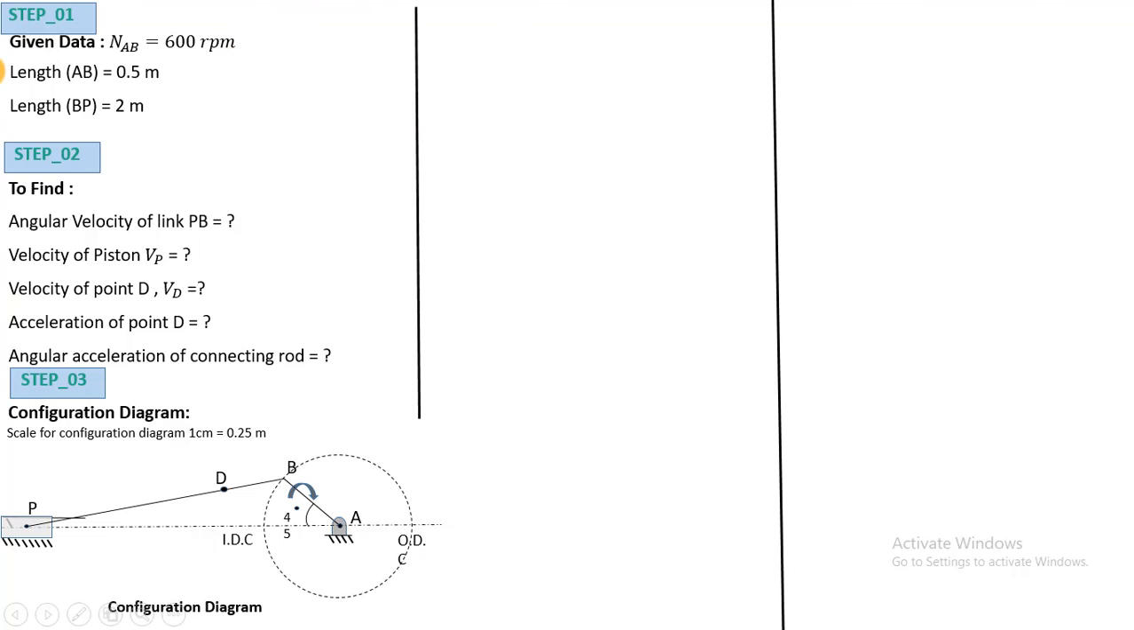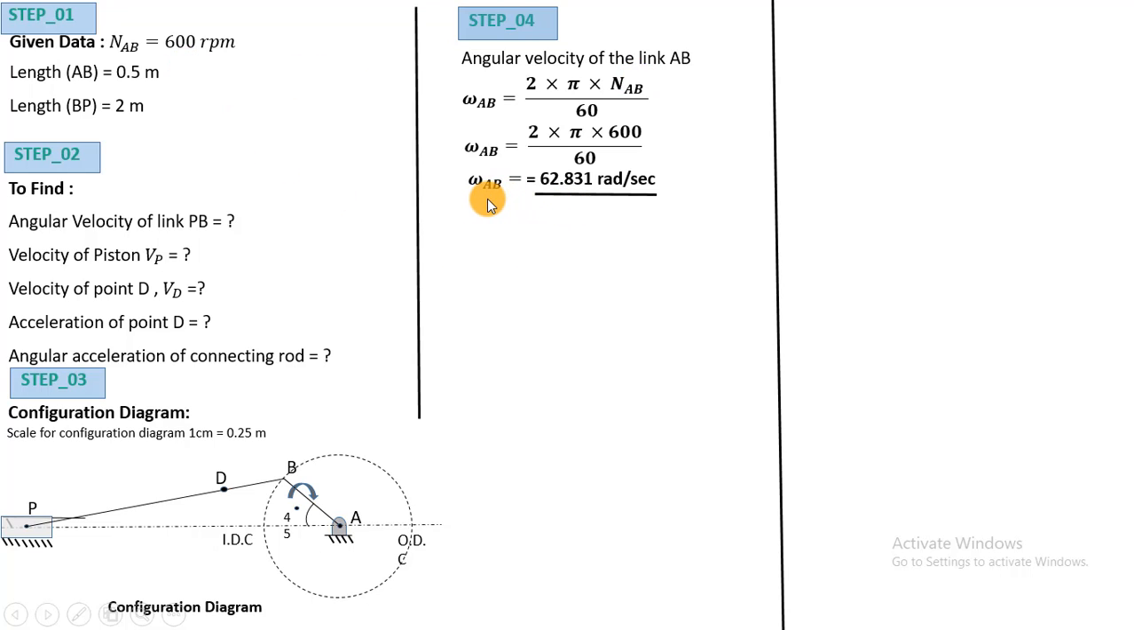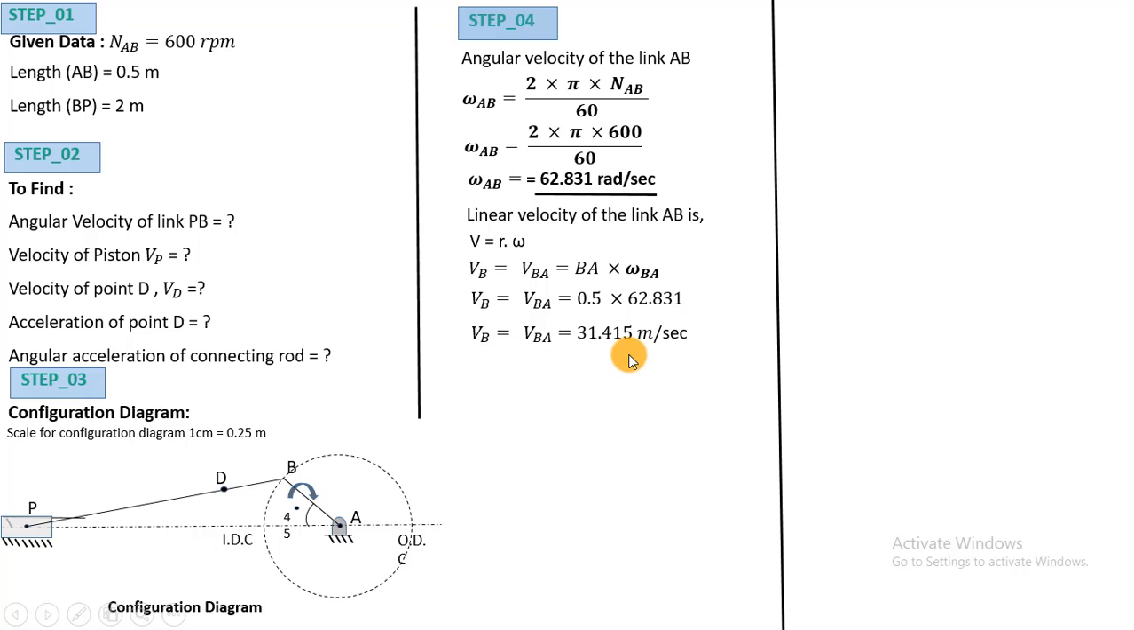So let's start calculating the linear velocity of point B. The angular velocity of the link AB is, by using the formula omega is equal to 2 pi n by 60, where n is given as 600 RPM. Put the corresponding values, and we get omega AB is equal to 62.831 radian per second. The next step is to calculate the linear velocity by using V is equal to r omega. Put the corresponding values of r and omega, which will help us get the linear velocity. So the linear velocity of point B is 31.415 meter per second. Now we have the linear velocity for point B.